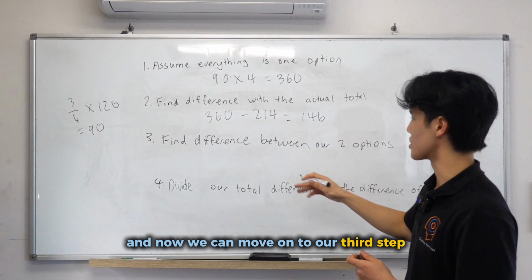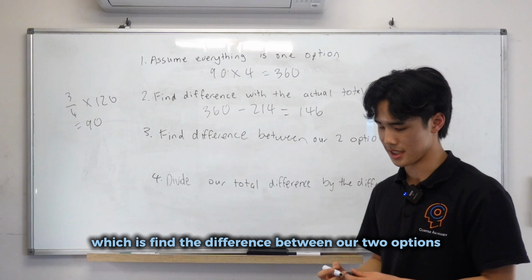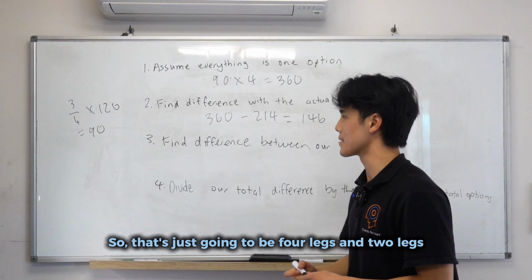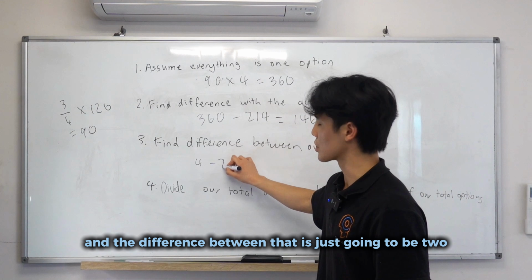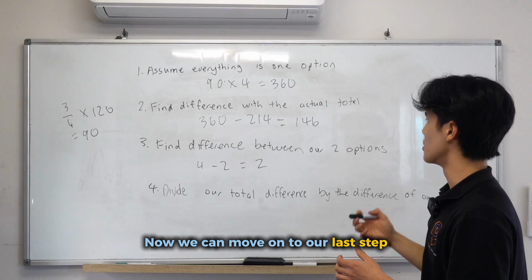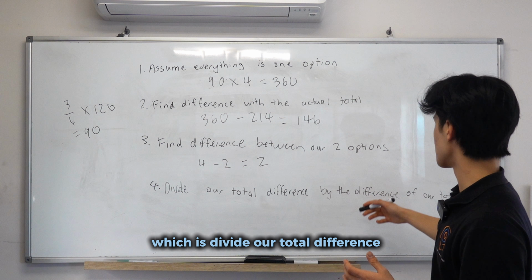And now we can move on to our third step, which is find the difference between our 2 options. Now our 2 options here are either a chicken or a cow, right? So that's just going to be 4 legs and 2 legs, and the difference between that is just going to be 2, right?